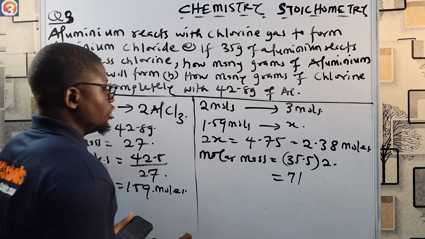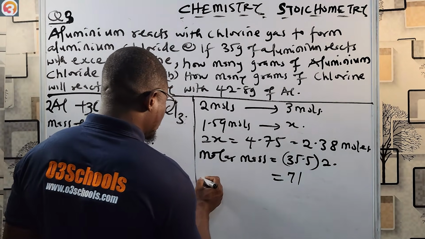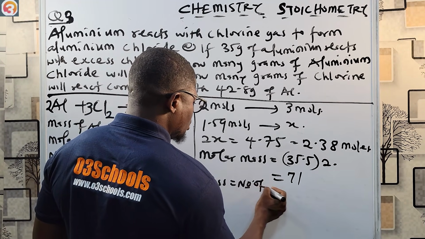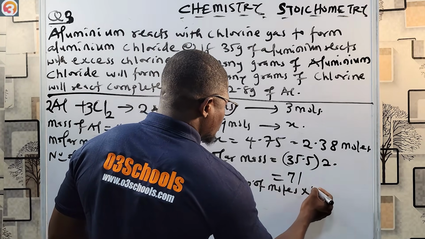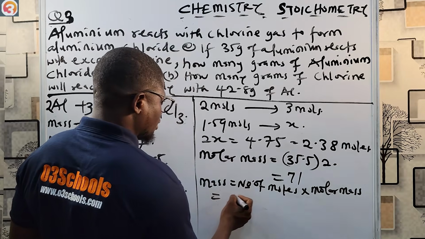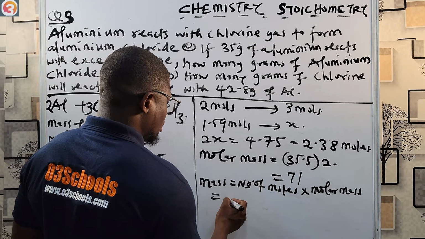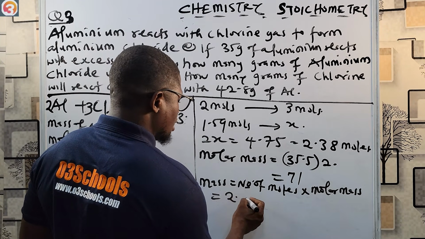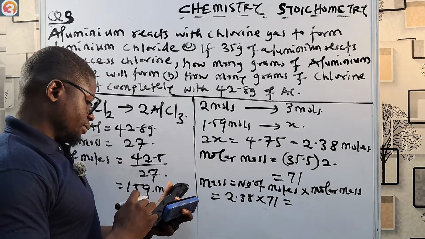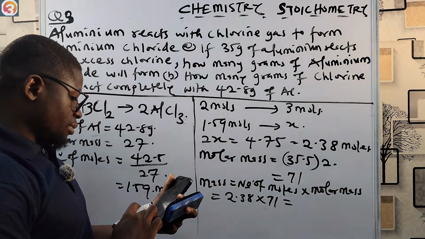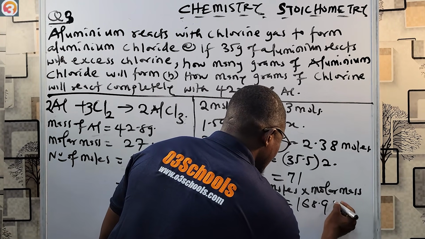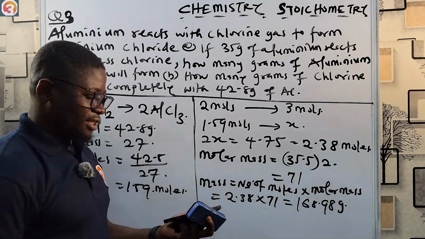All right, so we know the molar mass, and I'm looking for mass. Mass is the number of moles times the molar mass. So the number of moles, 2.38, times 71 gives us 168.98 grams. Very simple as ABC.